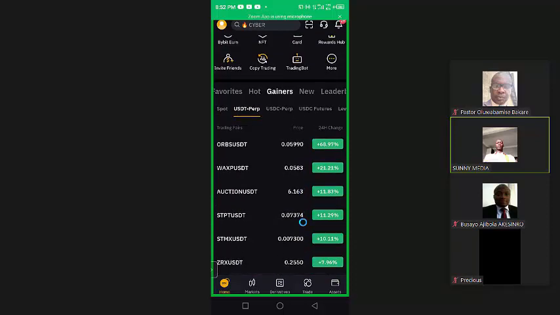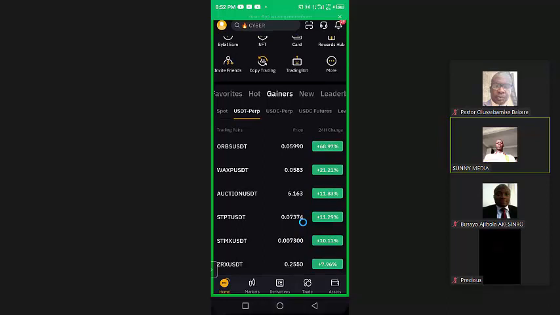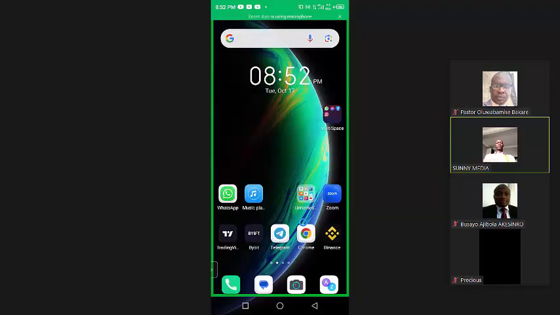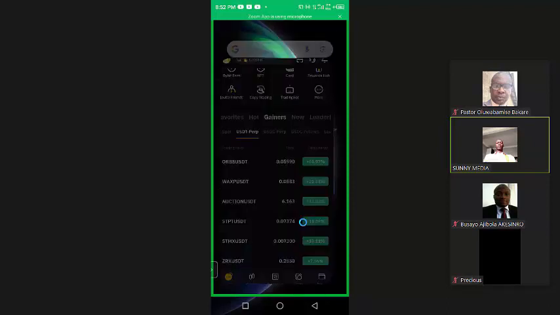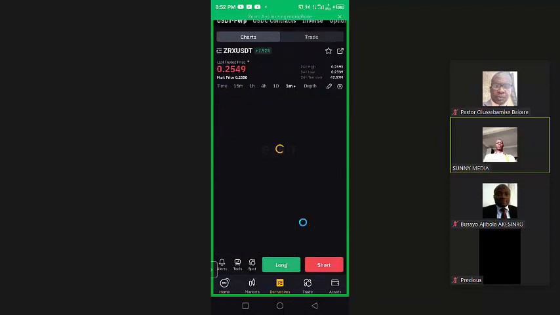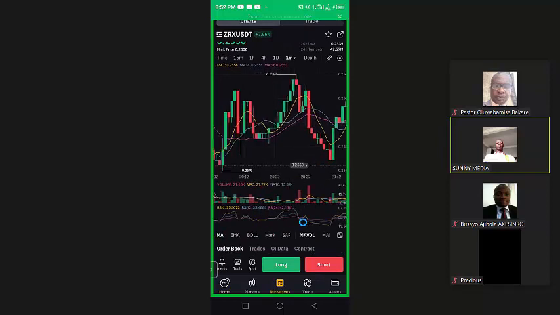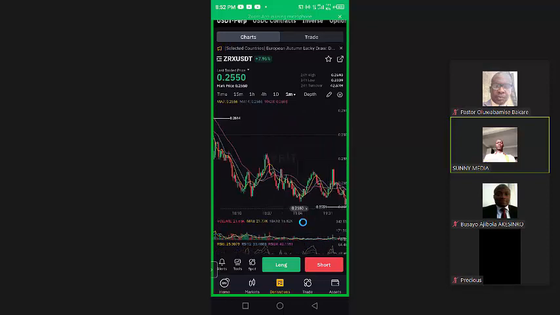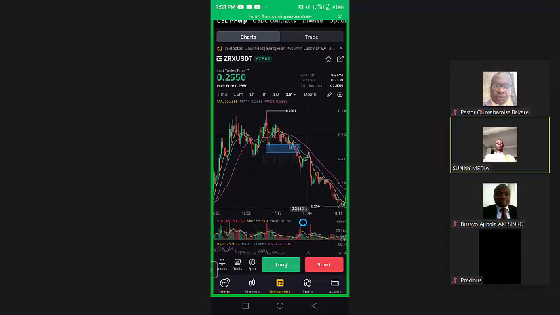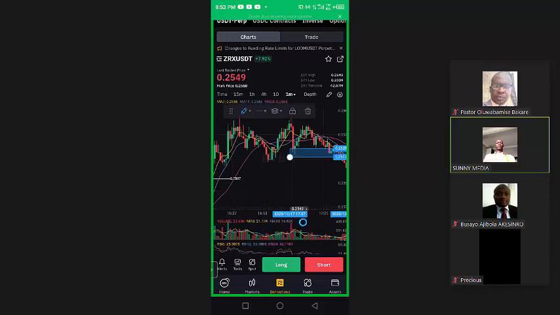I can't remember it. Okay, what was the coin name? Oh, it should be this one, right? Let's see. Okay, yes, now it's the one. It's this one. Now, this was my entry zone. After this first candle formed, it recovered. I set my limit order.